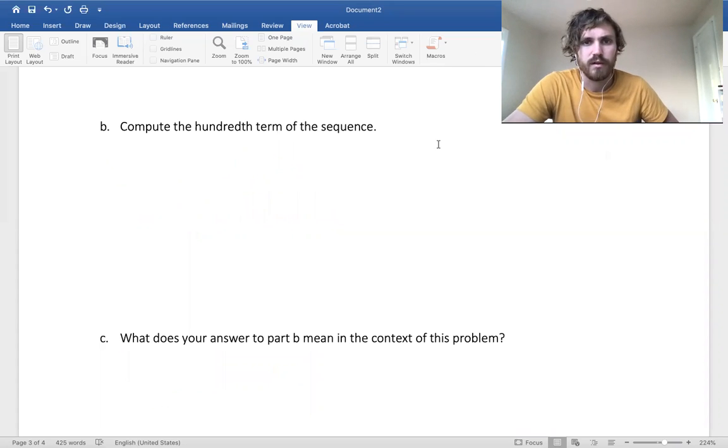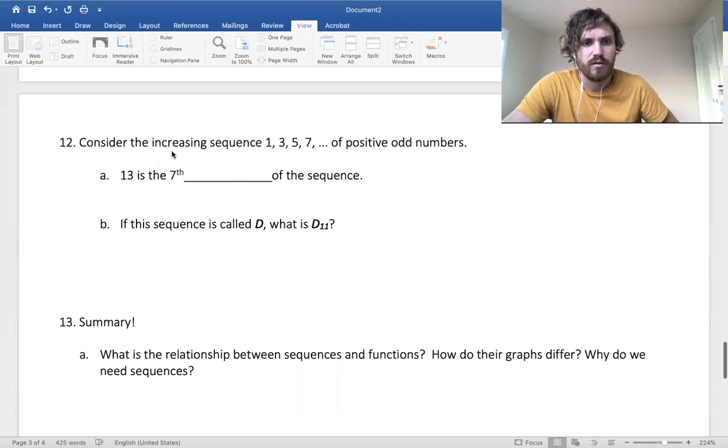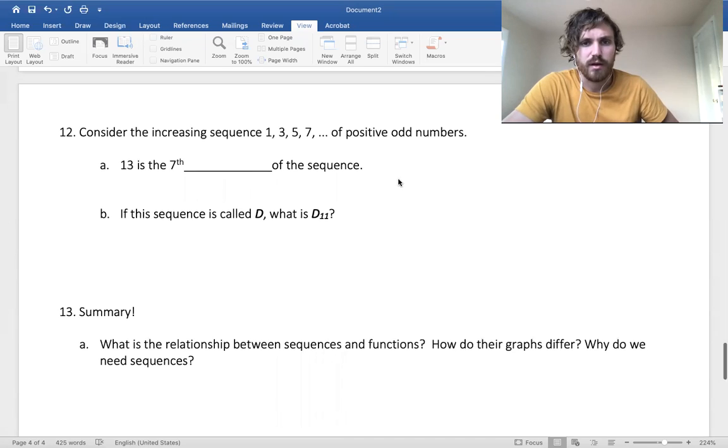Okay, let's see here. Let's scroll down here. Consider the increasing sequence 1, 3, 5, 7 of positive odd integers. Excuse me. 13 is the 7th term of the sequence. If this sequence is called D, what is D sub 11?